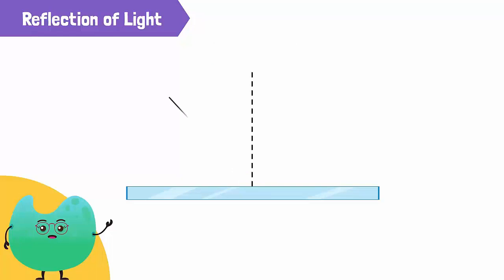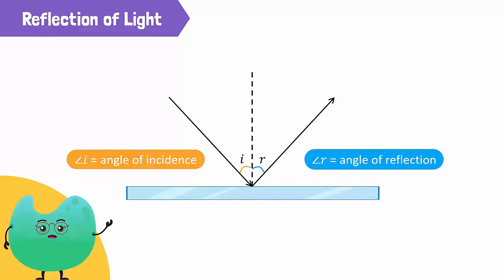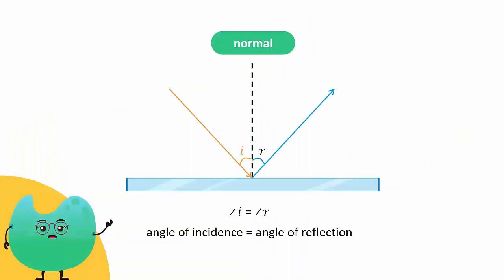The angle that the incident ray makes with the normal line is called the angle of incidence. It is represented by the letter small i and can be measured from the normal line. The angle between the reflected ray and the normal is called the angle of reflection, represented by the letter small r. Like the angle of incidence, it is also measured from the normal. So, according to the law of reflection of light, the angle of incidence is equal to the angle of reflection. If the angle of incidence is 40 degrees, then the angle of reflection will also be 40 degrees.